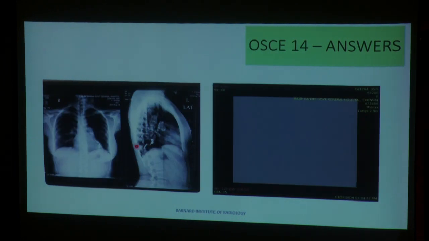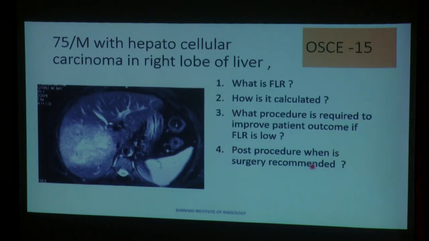So this is the post procedure. You can see both the coils in the plain x-ray, and this is the post procedure angio where you can see now that the AV malformation is not filling up.